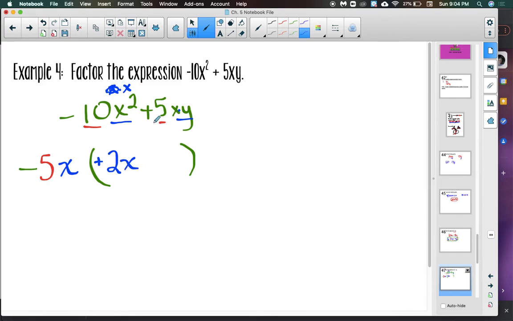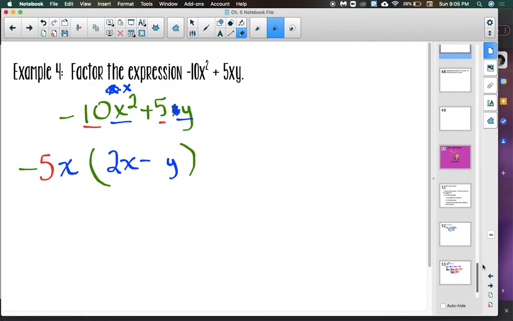Now we'll do it to the second term. Positive divided by a negative is a negative. 5 divided by 5 is 1. You can put that 1 if you want. xy divided by x is just y. So our final answer here, if we want to make it the most cleaned up, we're going to get rid of that 1. Our final answer here is negative 5x times the quantity 2x minus y. That is our factored form.